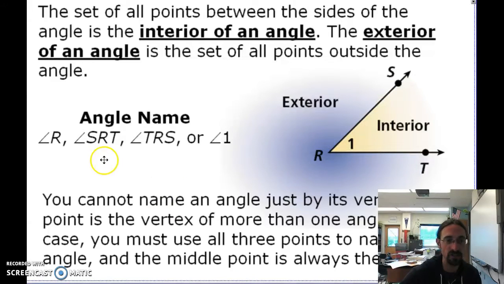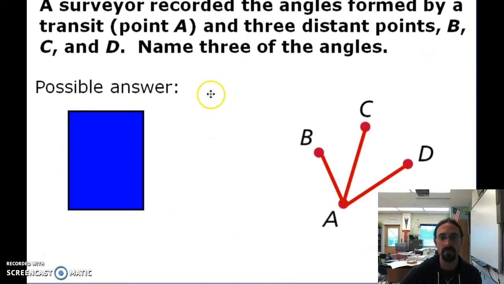And again, you can't just name it by the vertex if you've got multiple angles. Okay? So let's try this one. A surveyor recorded the angles formed by a point, transit, point A, and three distant points, B, C, and D. Name three of the angles. Well, they don't give you any numbers, so go ahead and try this. Pause. Okay, what'd you come up with?